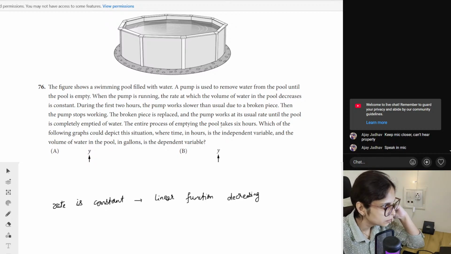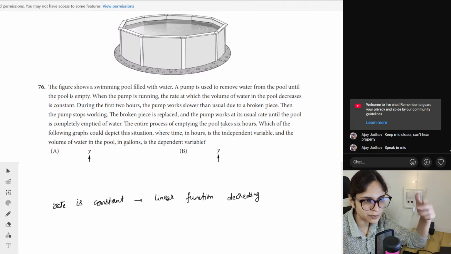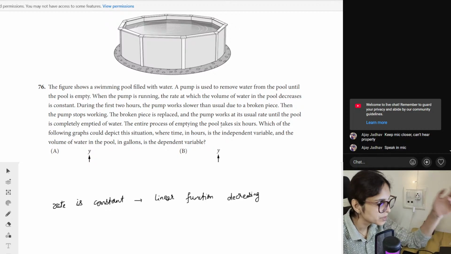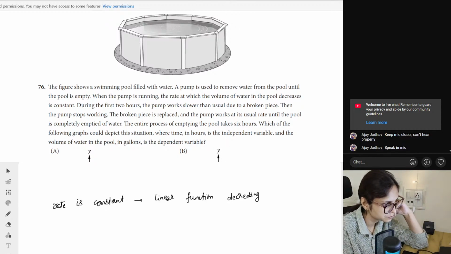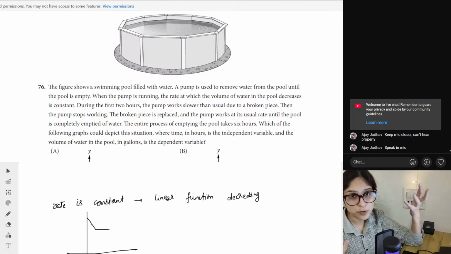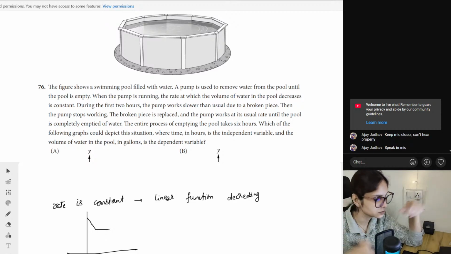Next, during the first 2 hours, the pump works slower than usual due to a broken piece. Okay. So for the first 2 hours, it is working slower. That means the rate is slower than it should be. And after 2 hours, it stops working. If it stops working, no water is being taken out, so the water in the pool remains constant.